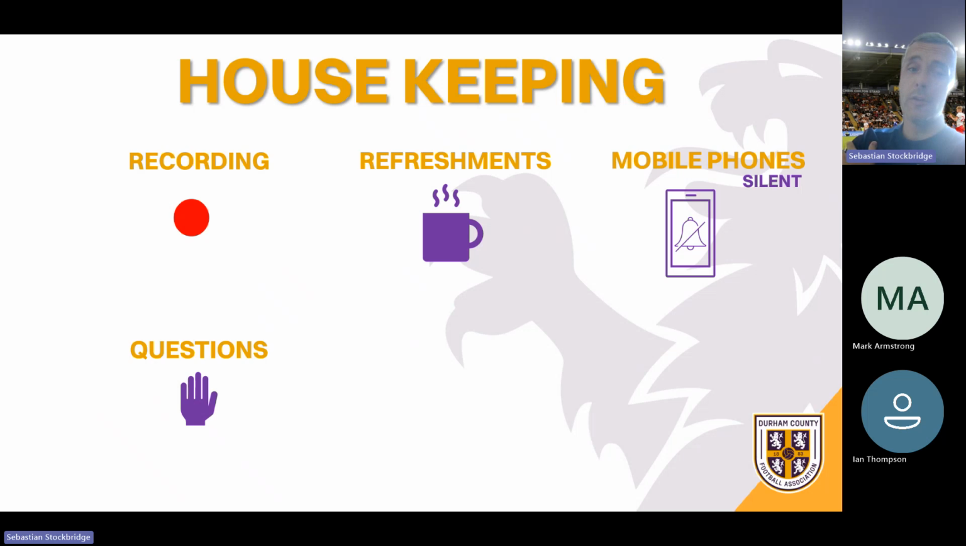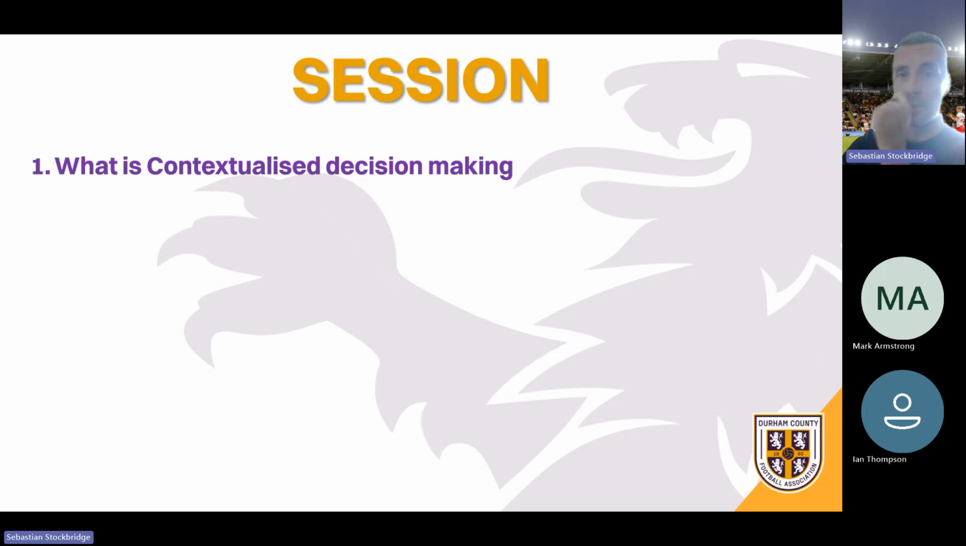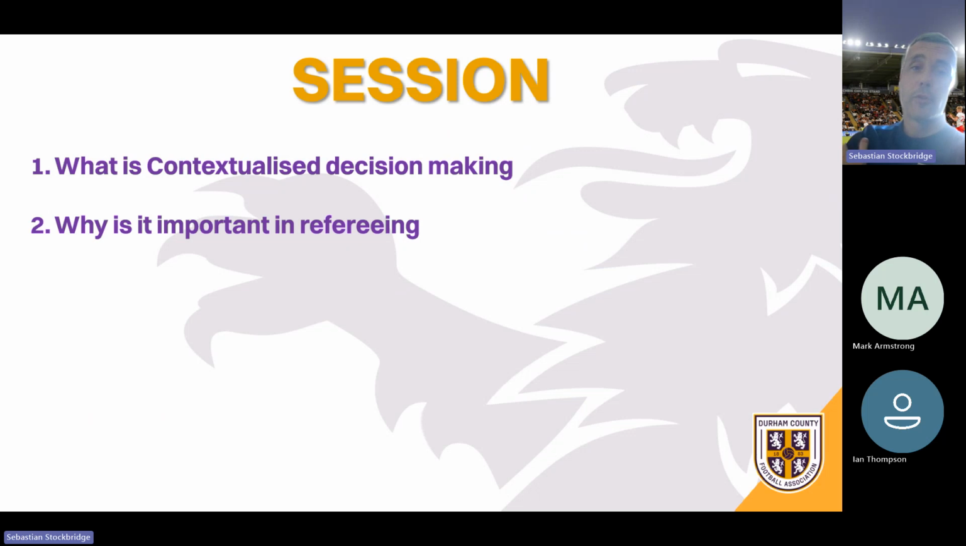It'll take about 30-35 minutes. So what we're going to look at tonight is what is contextualized decision making, other than a really fancy way of saying something else. Why is it important to us as referees? How can it benefit us? And what does it actually look like? We'll look at a couple of clips, examples of what it can look like, and we'll discuss a couple of things as well that you may see or have during your games.